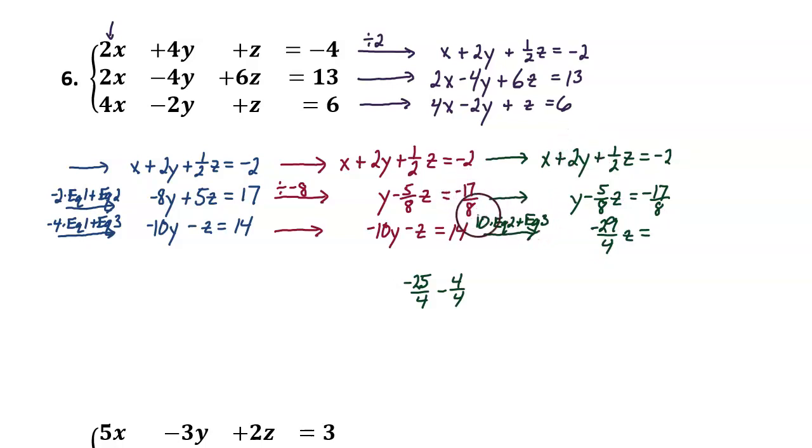Now the constant term. Remember that we're multiplying by 10. 10 times -17/8 is -170/8. Top and bottom both divide by 2, so this is -85/4. And to that we want to add 14. Well, what's 14 as a fraction that has a denominator of 4? It is 56/4. So negative 85 plus 56 makes negative 29/4.